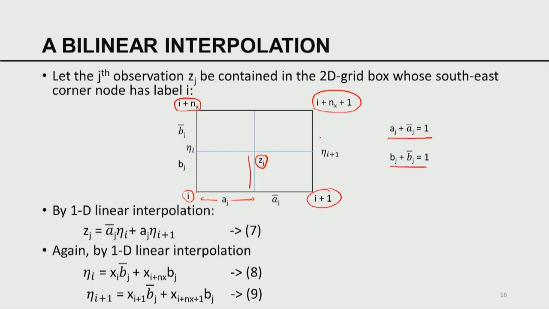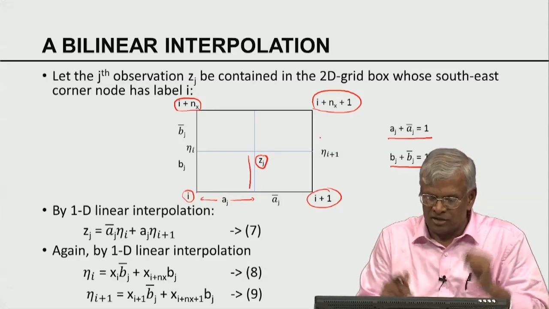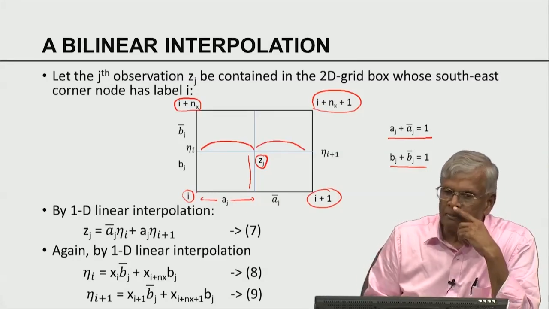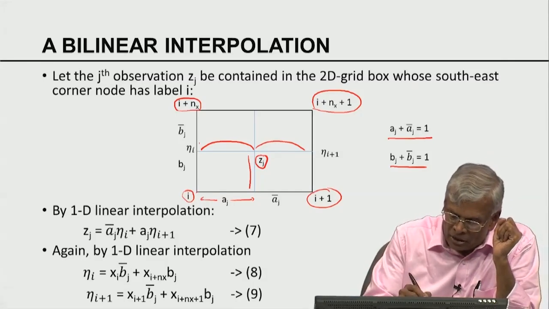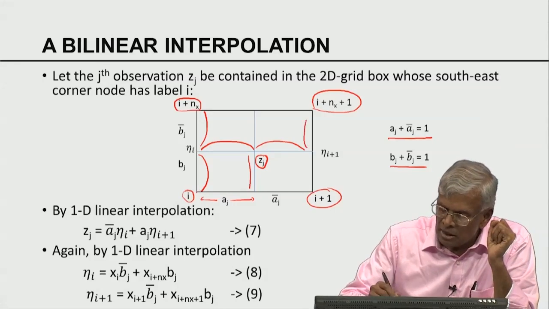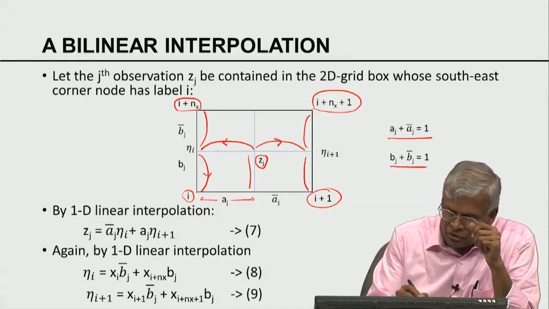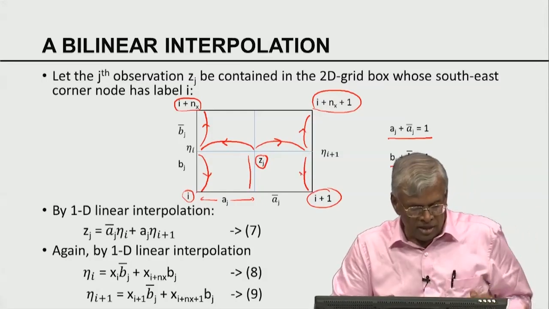So what are we first going to do? I have to relate zj to xI, xI plus 1, xI plus nx, xI plus nx plus 1. So I am going to do this as two applications of the linear interpolation we have already seen. So I am now going to relate zj to eta I and eta I plus 1 using a 1D interpolation. And once eta I is computed, I am then going to relate this to xI and xI plus nx, and this. So I will do this first and then do this next. So that way I am going to spread zj into 4 of these quantities.